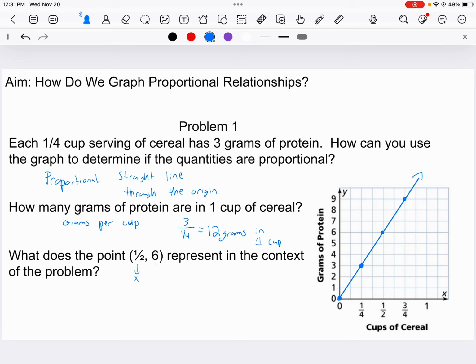What does the point (1/2, 6) represent in the context of the problem? Since 1/2 is the x value and 6 is the y, that means 1/2 cup has 6 grams of protein.